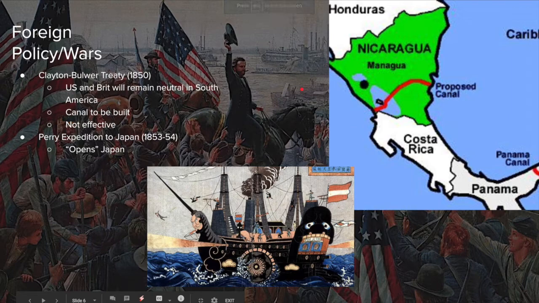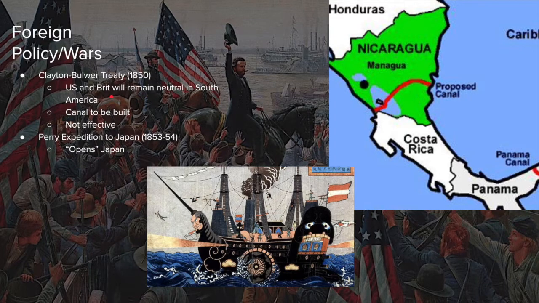Next up, we have foreign policy and wars. Let's start off with the Clayton-Bulwer Treaty of 1850. This is an agreement between the United States and Britain, and what they say is we will both remain neutral in South America. Neither of us are going to try to get new colonies down here. We're going to kind of leave South America alone. Kind of a continuation of that Monroe Doctrine, if you remember from the last unit.